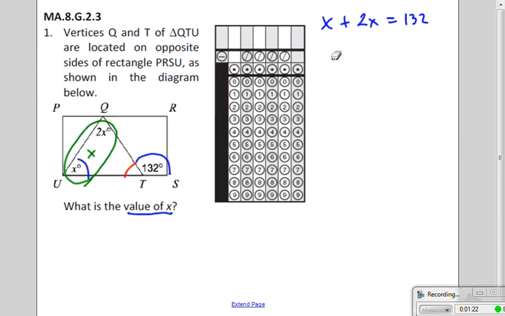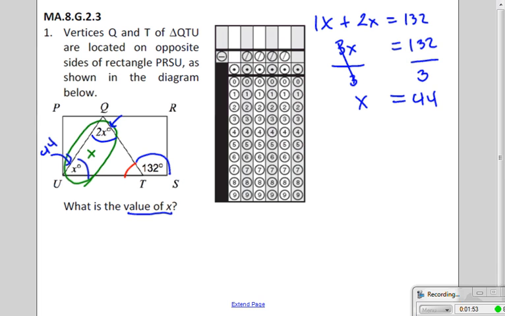So if you have x, which we call 1x, plus 2x, you get 3x, which equals 132. Divide both sides by 3 to solve for x, or isolate the variable. And you find that x is going to be 44. So x, this answer that we're looking for, is 44. As an extension, if they asked me for angle Q, which would have been 2x, then that means it would have been 2 times 44, which would have been 88.